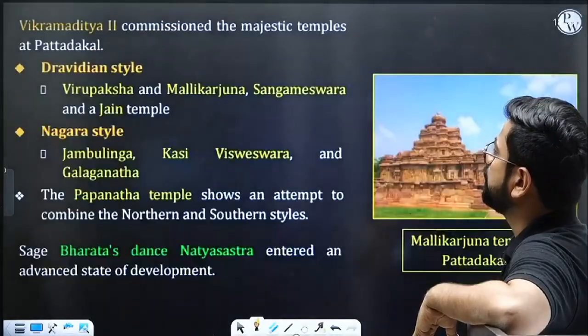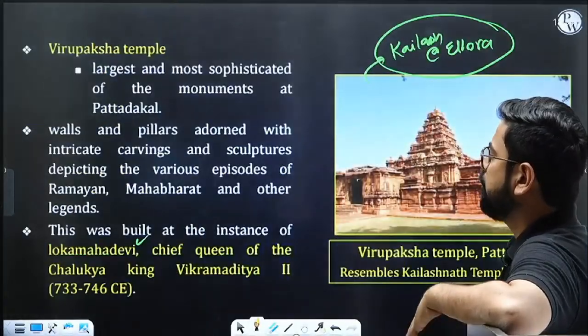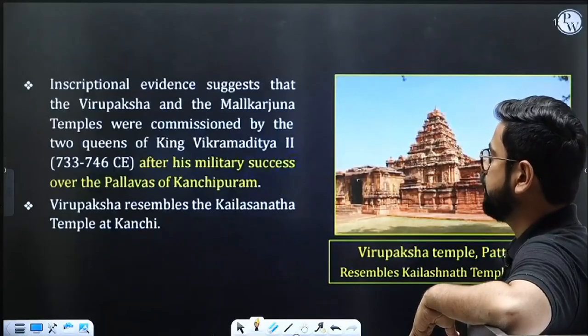Okay. So Vikramaditya II basically commissioned these temples. Now we have seen Vikramaditya II, and we know his temples. Virupaksha temple we have already seen. Lok Mahadevi was the queen who actually did this. We have already seen that.